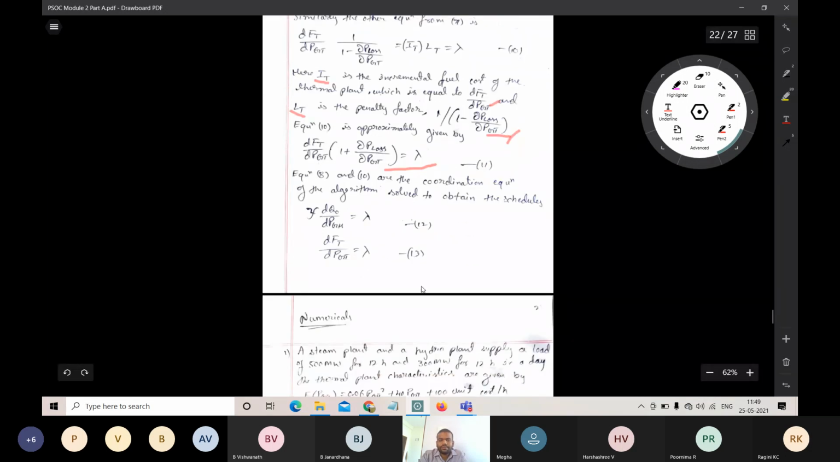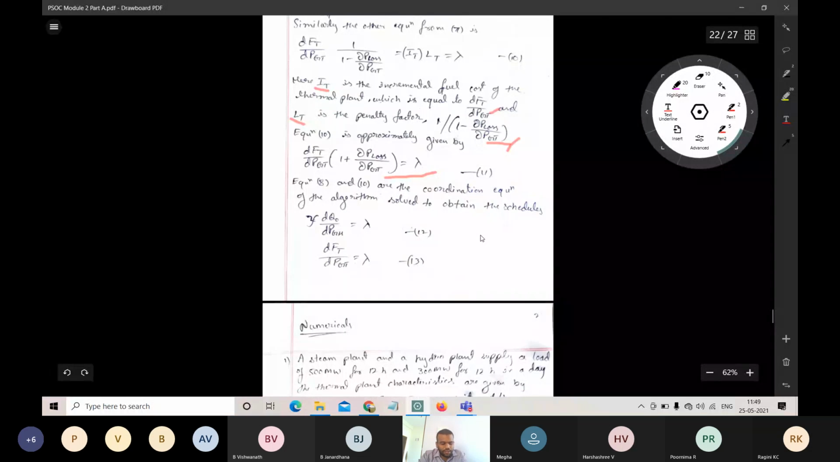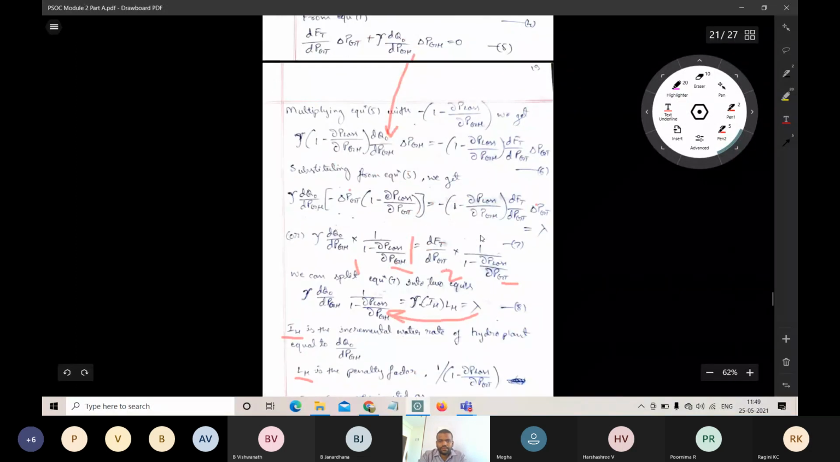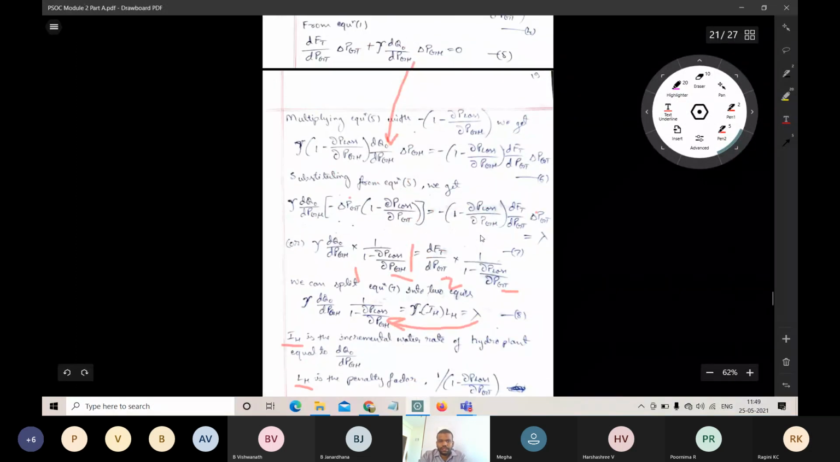So this is about solving the short-term hydrothermal scheduling using penalty factor. I hope the concepts are clear here.